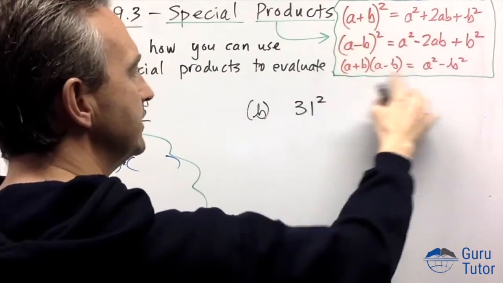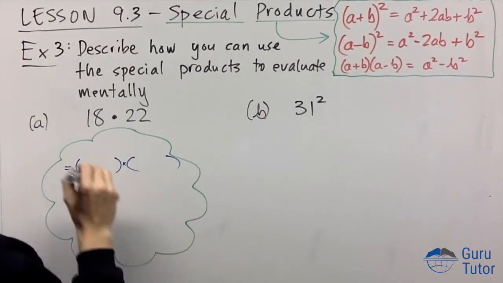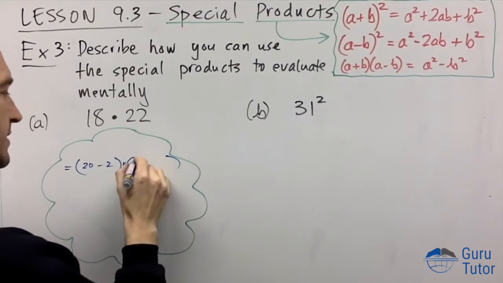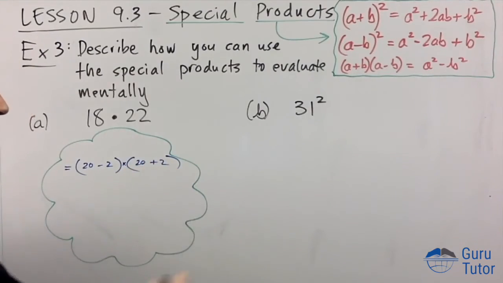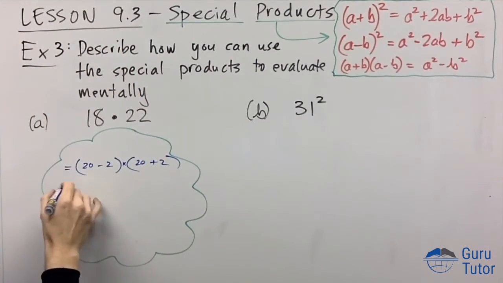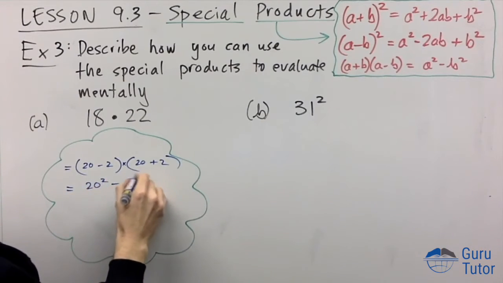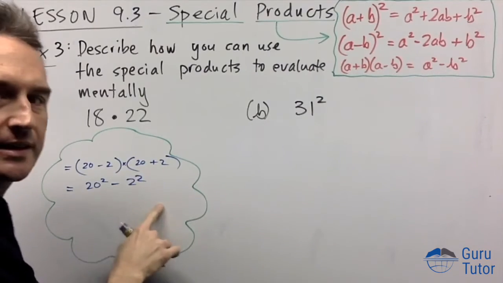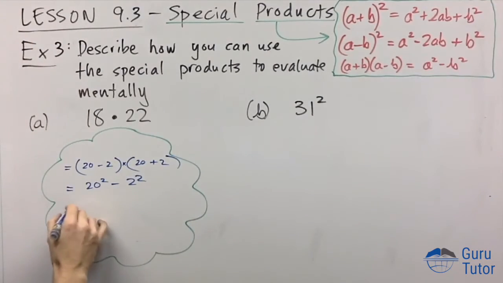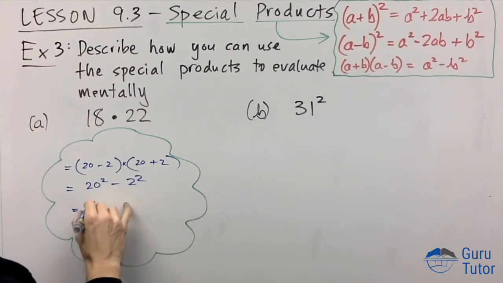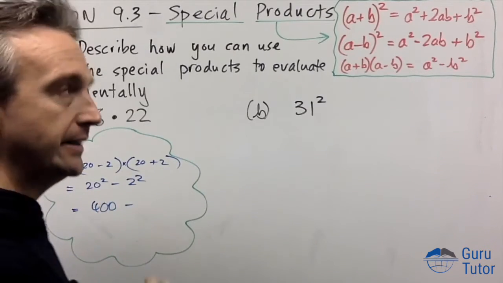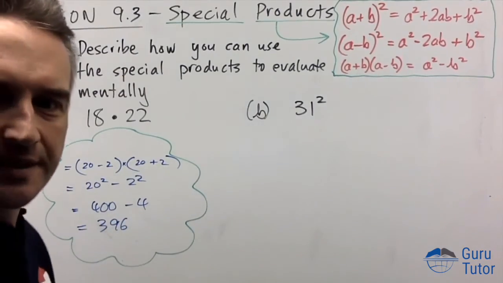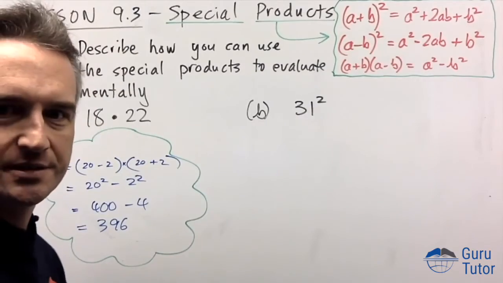Like that, or like that, or like that? You can think of it as the last one. You can think of 18 as 20 minus 2. And you could think of 22 as 20 plus 2. And this becomes this stuff here. So 20 squared minus 2 squared. A minus b times a plus b becomes a squared minus b squared. Can you do that in your head? Hopefully you can. 20 squared is 400. 2 squared is 4, which will give you 396. Right, so that might help you be able to do more multiplications in your head.